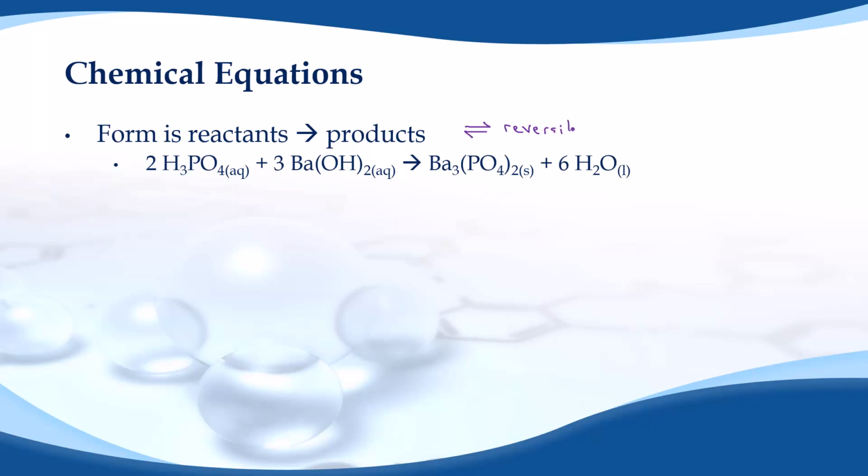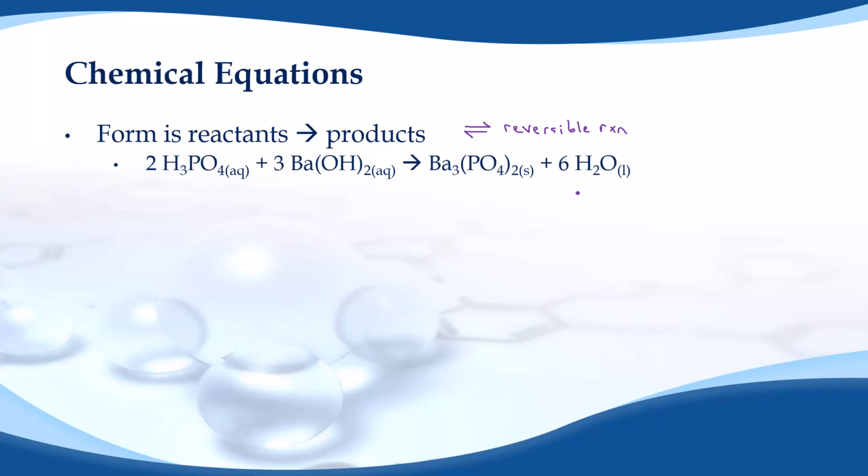So the example equation that I have down here is that phosphoric acid, H3PO4, reacts with barium hydroxide, and that will form barium phosphate and water. This equation is balanced because it has the same number of every atom on every side, right? So each side has the same number of H's, the same number of phosphorus, the same number of oxygen, and so on and so forth.